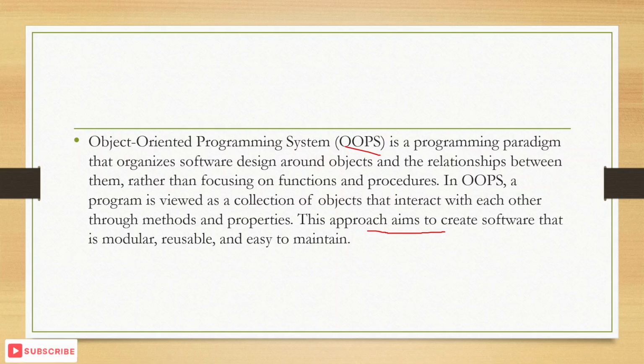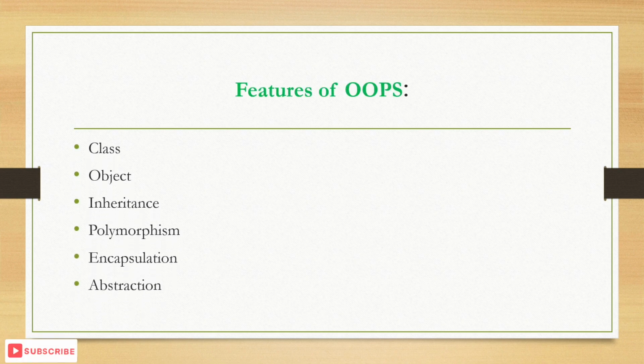Okay, so in OOPS, we divide the program into different classes as per their categories. Here we deal with classes and we deal with objects, as the name suggests. The approach here aims to create software that is modular, reusable, and easier to maintain. Now in this slide we will learn about features of OOPS. So what are the features of OOPS? Let's see. It's class, object, inheritance, polymorphism, encapsulation, and abstraction.